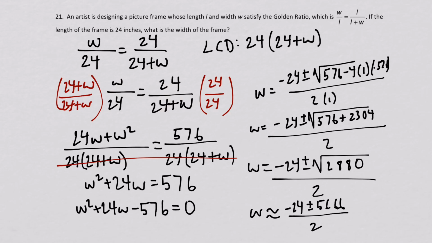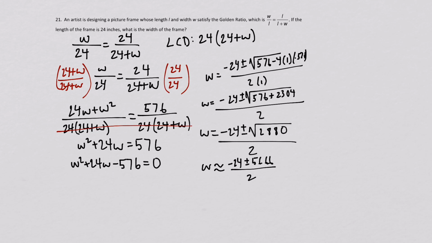I'm going to scroll out here. It's going to be negative 24 plus 56. My calculator says that that's going to be approximately 16.33 or negative 40.33, depending on if you use the positive or the negative. Since we're talking about the width of a frame, the negative one here makes no sense. So I'm going to get rid of that negative one. That means that only the positive one makes sense, which is 16.33.